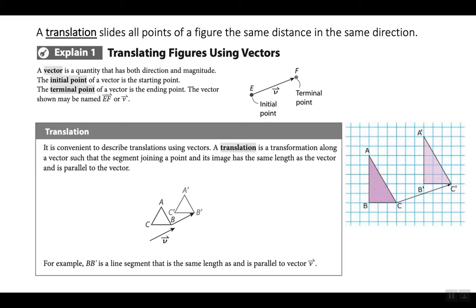Now the first thing we're going to go over is this arrow that you see right here, that's telling us where to move our pre-image to get the image. We have a picture showing this arrow telling us to move this triangle to this spot, and it's the same thing over here. This triangle is our pre-image, and this arrow is telling us exactly where to move the pre-image to get the image. That arrow is called a vector.